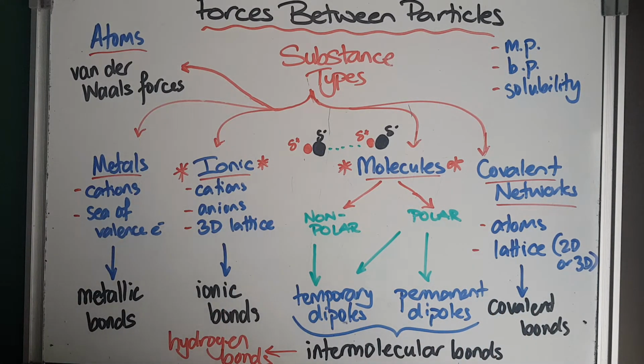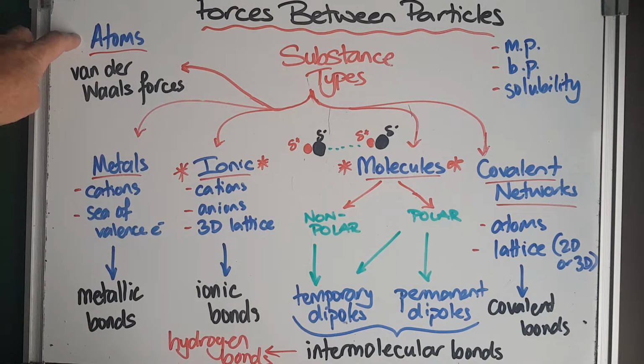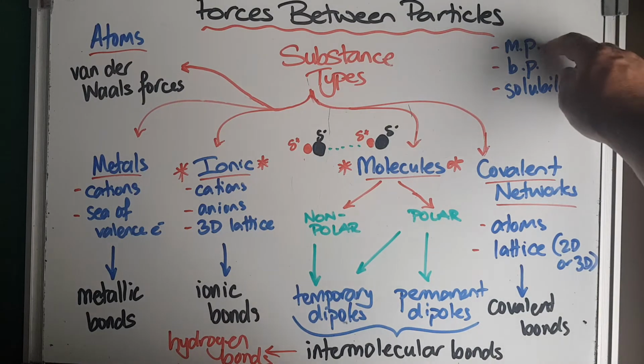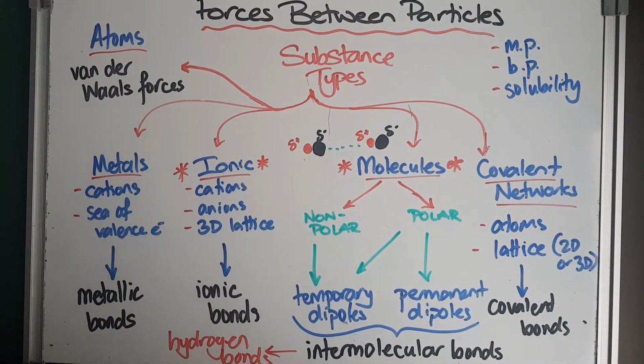There is a fifth, of course, and that's our noble gases, and they are just atoms. They're gases because they have extremely low melting points and boiling points. However, we can cool them enough to turn them into liquids or solids. So therefore there must be some potential forces between the particles. We call those van der Waals forces or London dispersion forces. They are the same thing, different names for the same thing.